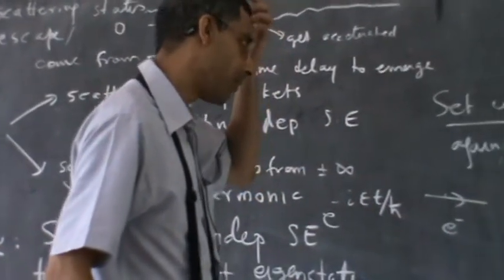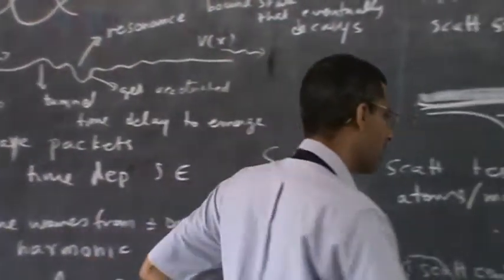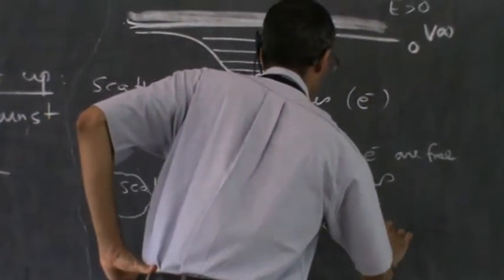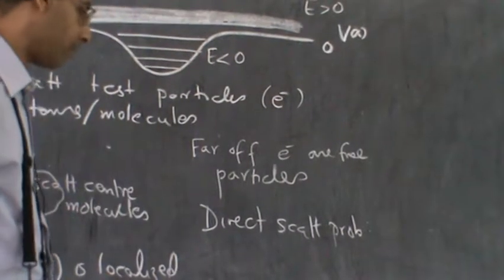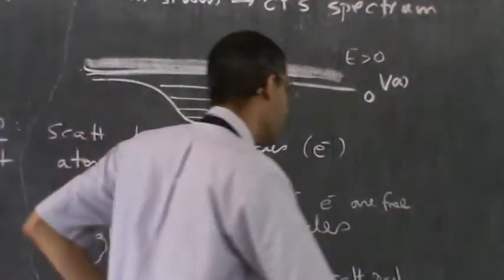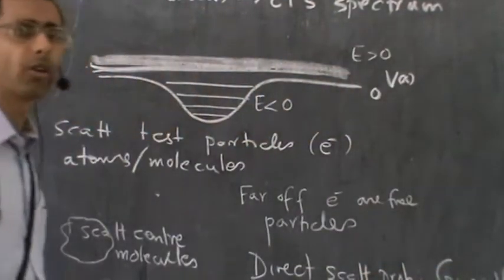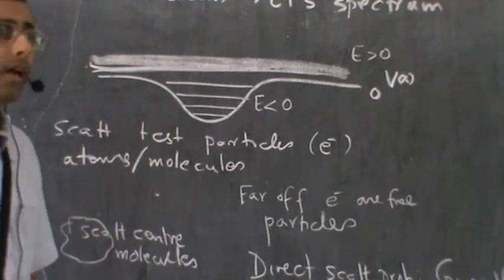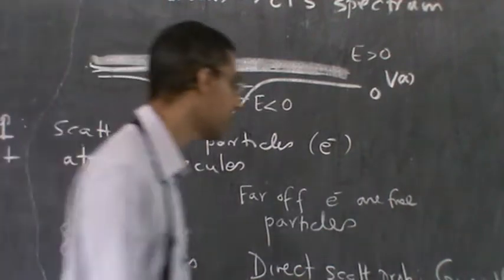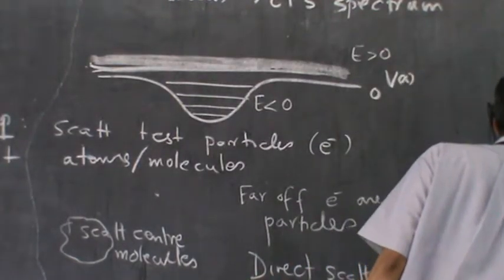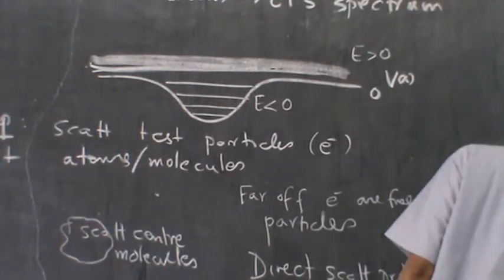Okay, so the aim of scattering is of two sorts. There is a so-called direct scattering problem. What's the direct scattering problem? It's the problem where you are given V of x, that is, you are given the potential, or you are told what the molecular forces are, and you want to find how the incoming electrons scatter. Given V of x, find psi of x and how the electrons scatter.